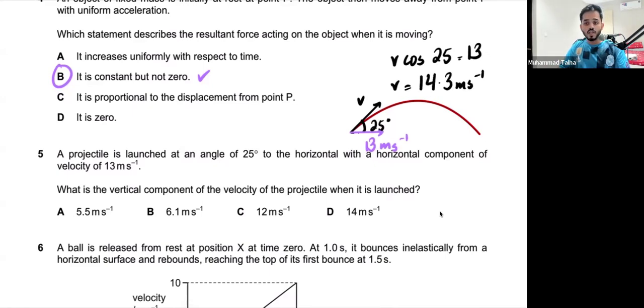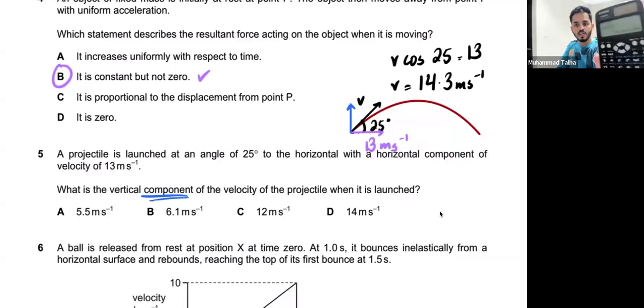And that's not the final answer still, because you need the vertical component. So the vertical component is going to be this one, which is v sine 25. So whatever answer I have right here, I'm just going to take the sine component of that. So answer sine 25 is going to be 6.06, so 6.1, correct to two significant figures.